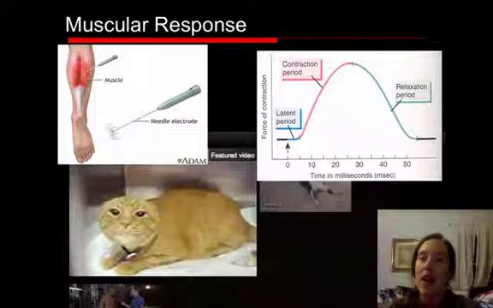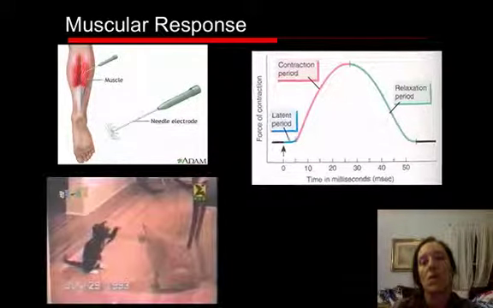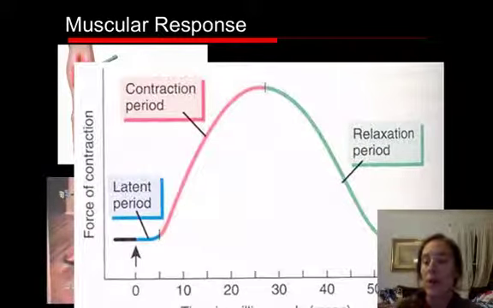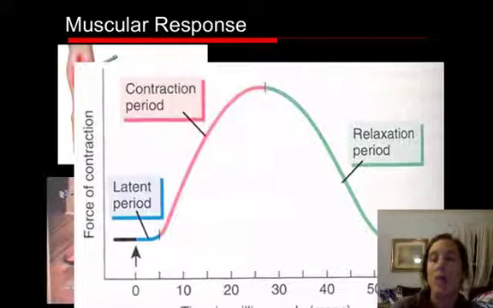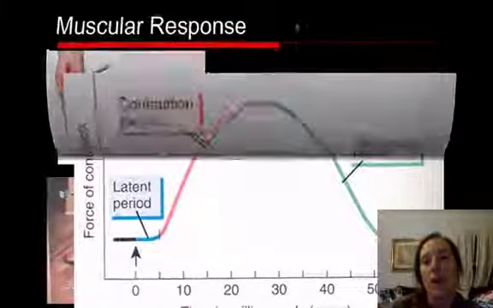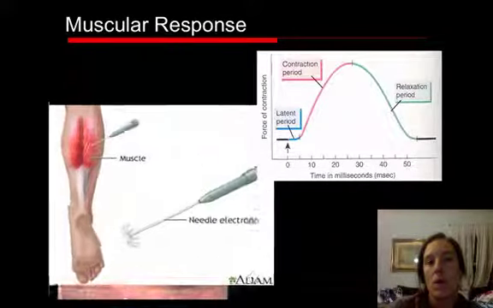Once muscles respond and we have some sort of electrode attached to them and to the computer, we can record the results, and those results are called a myogram. And here is a picture of a myogram.